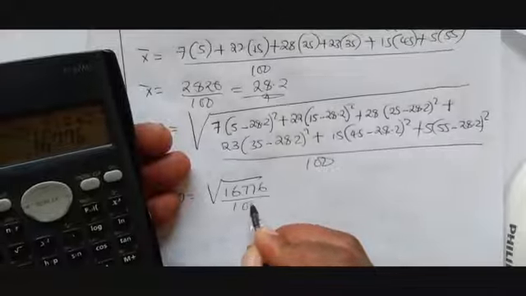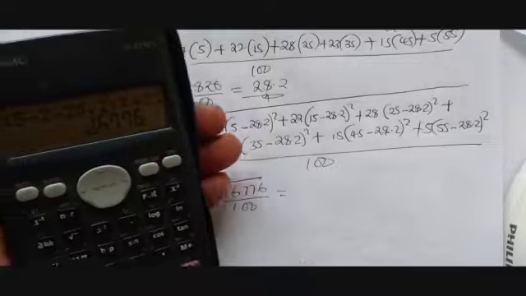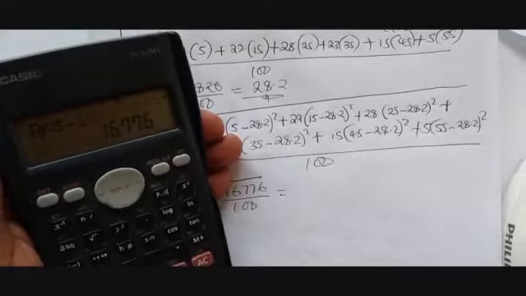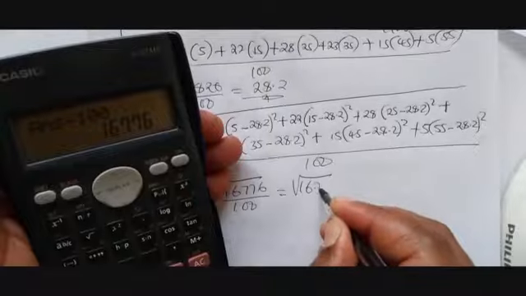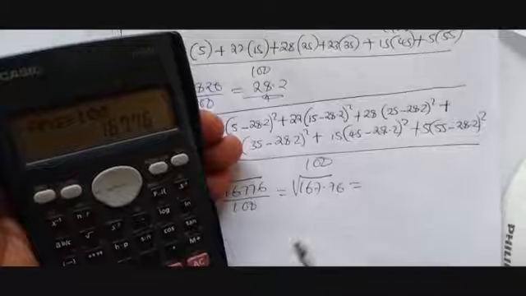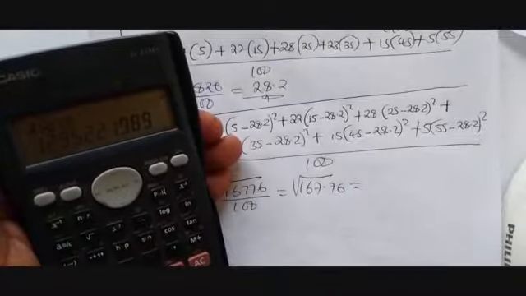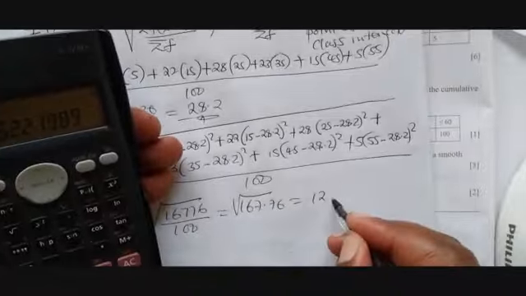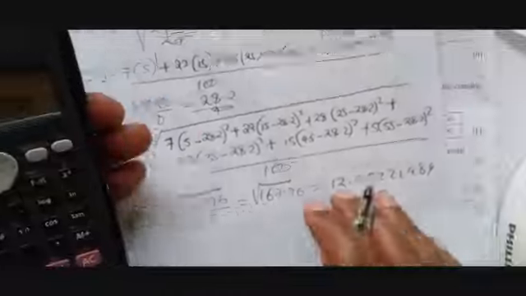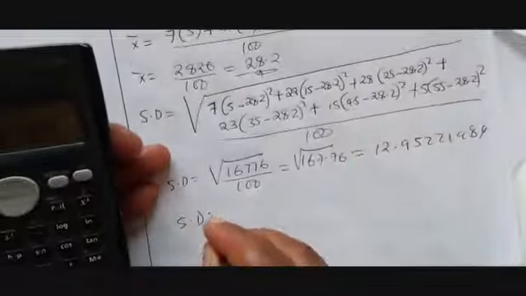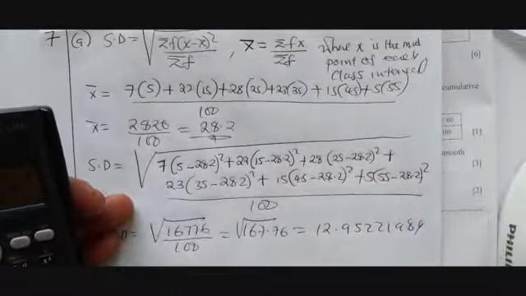All right? So you can even say this answer directly divided by 100. What do I get? You get the square root of 167.76. Then directly find the square root. All right, so you have got 12.95221989, meaning that the SD is equal to, give it correct to 3 significant figures.